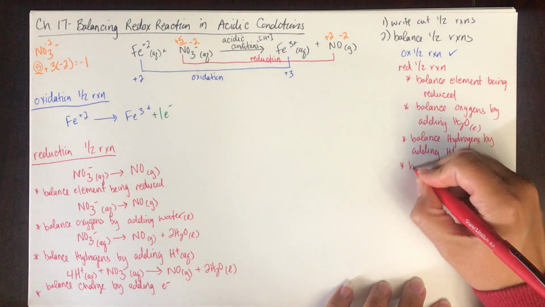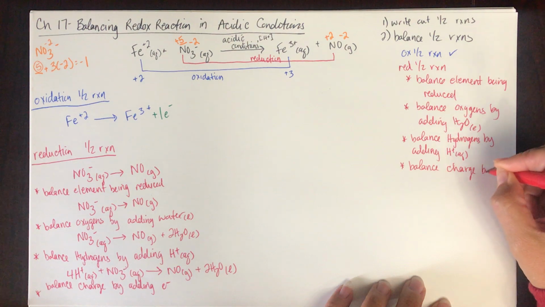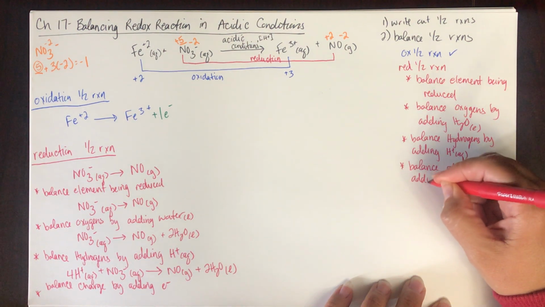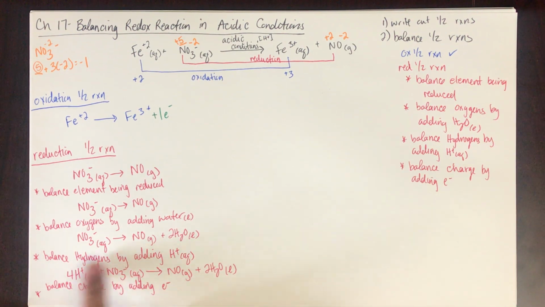I'll write that up here too. Balance charge by adding electrons. So remember, we can only add electrons to the more positive side of the arrow because we're adding something that's negative. So the charge on this side of the reaction is 0. The charge on this side of the reaction is +4 minus 1. It's +3. 4 plus charges, 1 minus charge, +3.